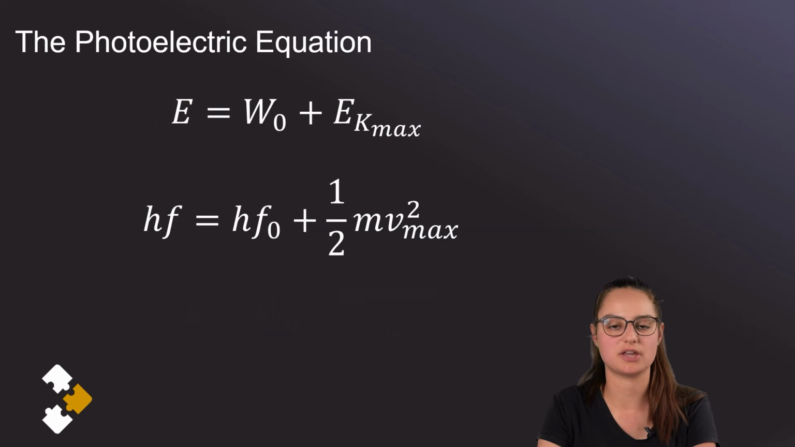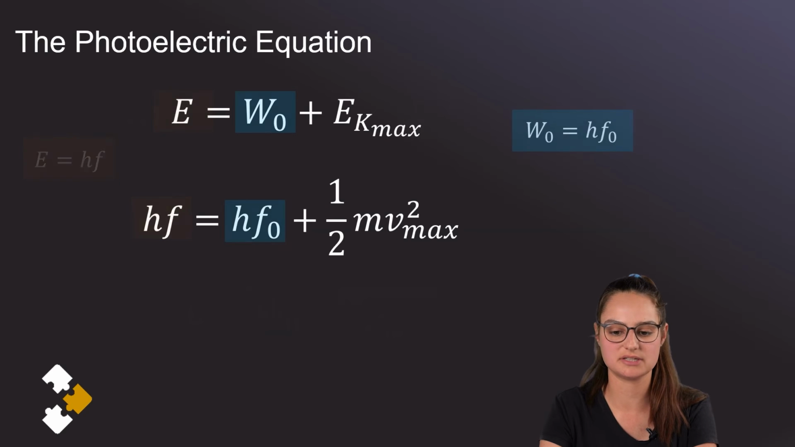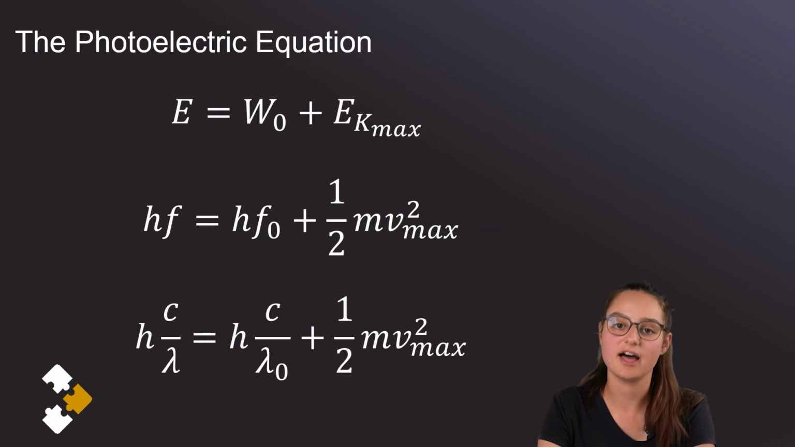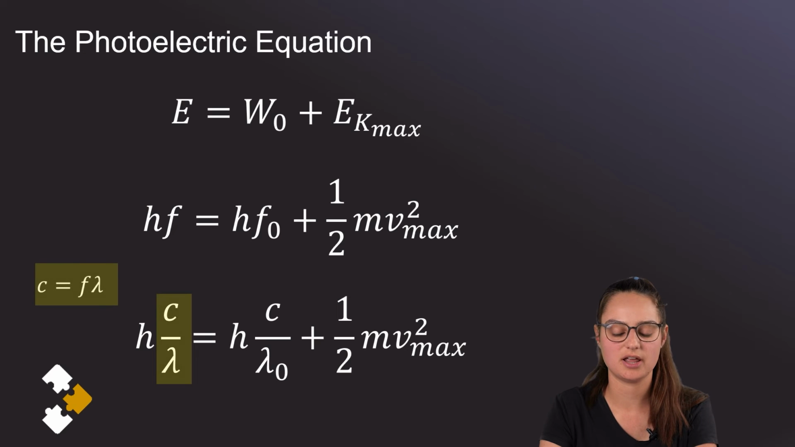So another way that we can rewrite this equation is hf, as our energy, is equal to Planck's constant times frequency. We also know that our work function is equal to Planck's constant times our threshold frequency. And you know that EK is equal to a half mv squared. Another way we can write this equation is using our wave formula.